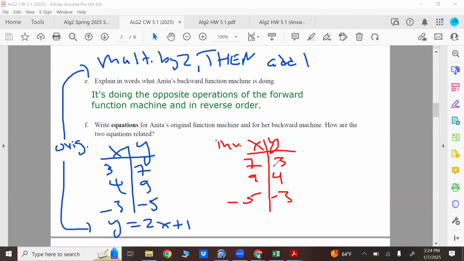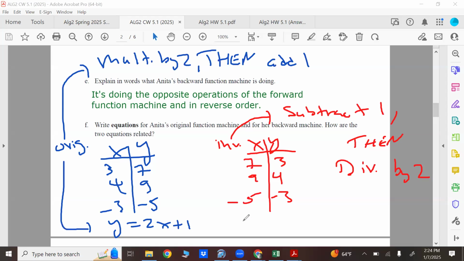Okay, what's the opposite of addition, guys? So we're going to subtract 1. Then, what's the opposite of multiplication? Divide by 2. So is y equal, careful, x minus 1, then divide that by 2.